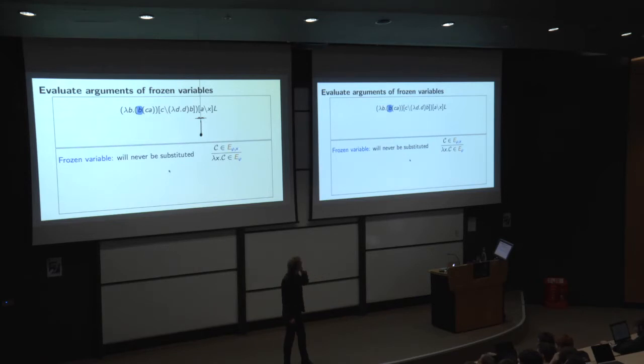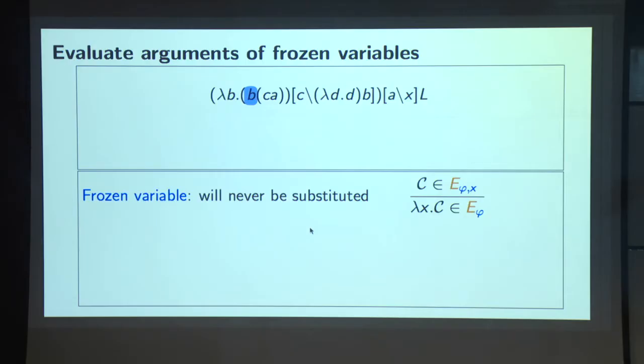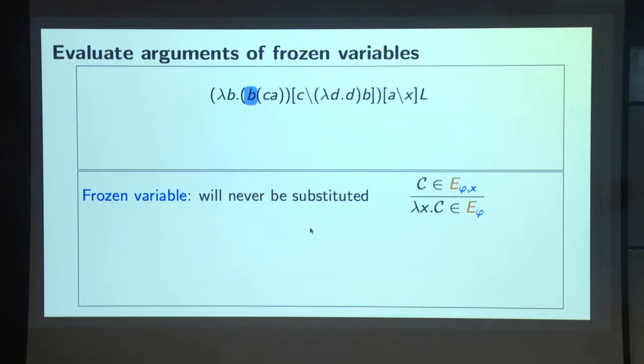Okay, so what can we do with this? The first thing is that we have some notion of constant variable, or as we call them, frozen variables, which depends on the context in which you are. So the evaluation context becomes tagged with some indication of what is frozen at some point.